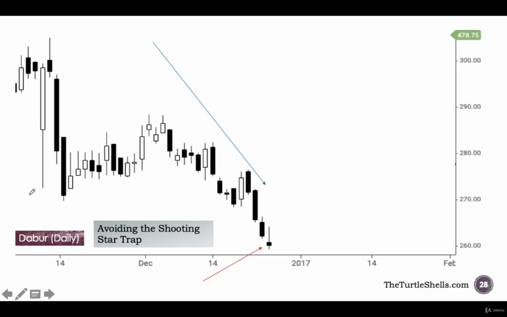So this is a daily chart of Dabur, avoiding the shooting star trap. There is a nice downtrend pointed by the blue arrow. You have a candle. Remember, I am calling this a candle. I am not calling it a shooting star because it is not a shooting star. A shooting star is something that comes after an uptrend.